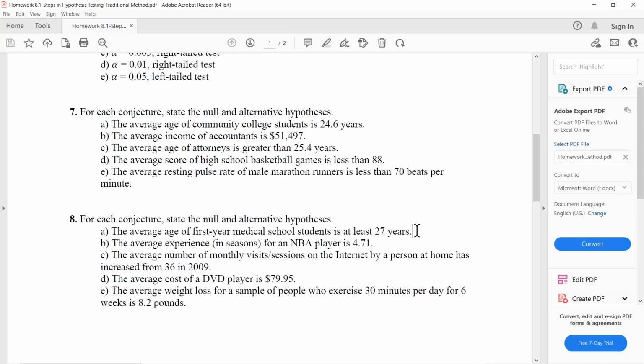Great. Greater than or equal to. Very good, because 27 is the least. So it's at least 27, right? So in this case, that's H0. You are correct, Jason. Very good.